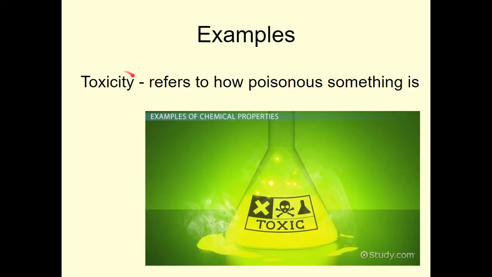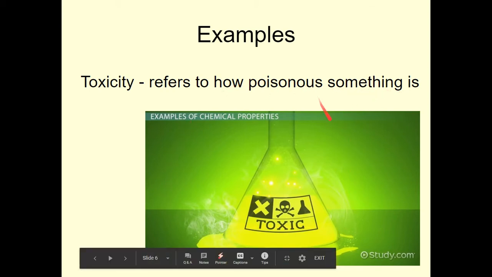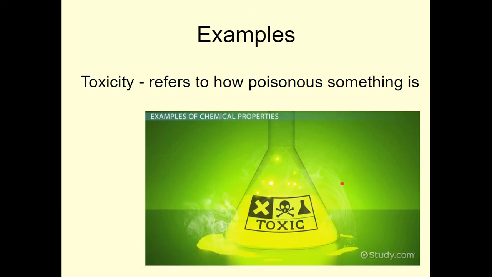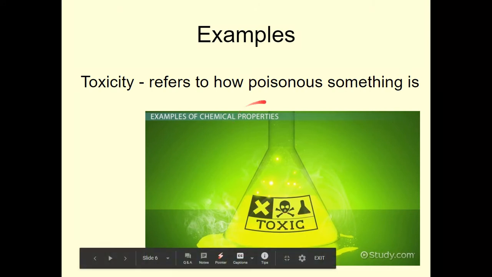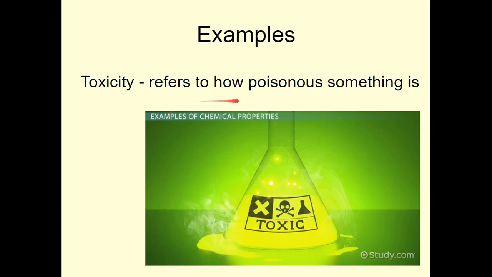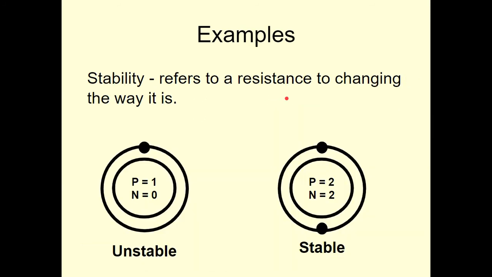Okay, toxicity. This refers to how poisonous something is. Okay, its accumulation in the body. All kinds of things can be toxic, but in any case, this is what toxicity means. Okay, how poisonous something is. Stability refers to a resistance to changing the way it is.